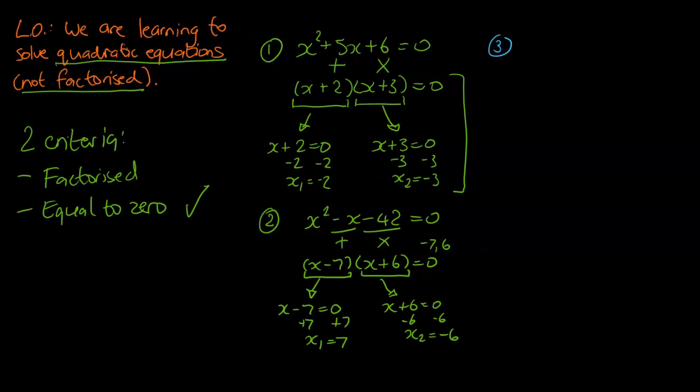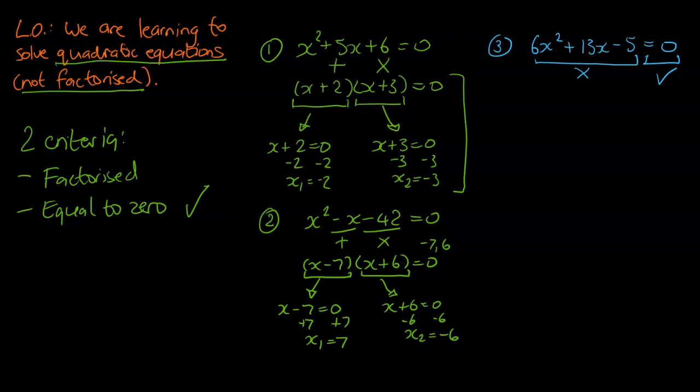Okay, so the equation I want us to have a look at this time around is 6x squared plus 13x minus 5, and let's say that is equal to 0. So similar issue. It is equal to 0, which means we can think about solving, but that is not factorized. So we need to go ahead and factorize.